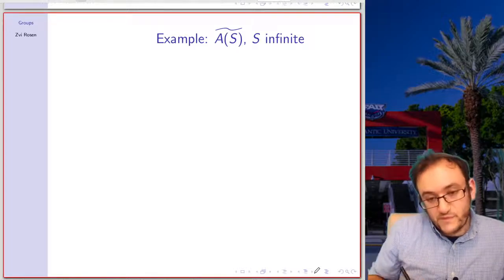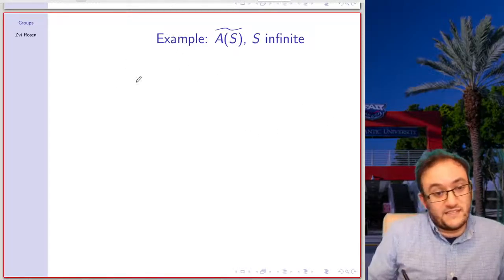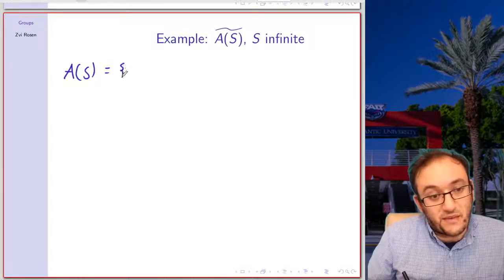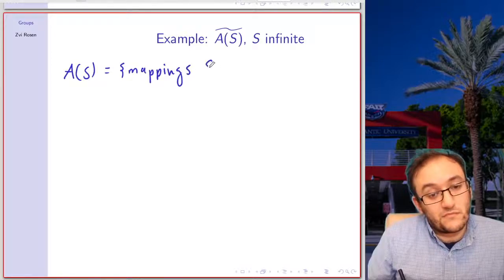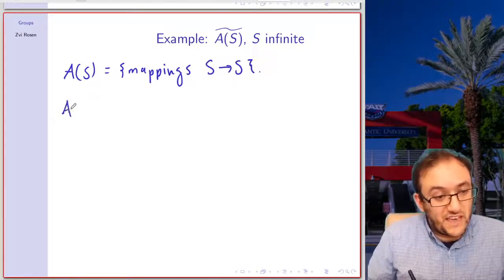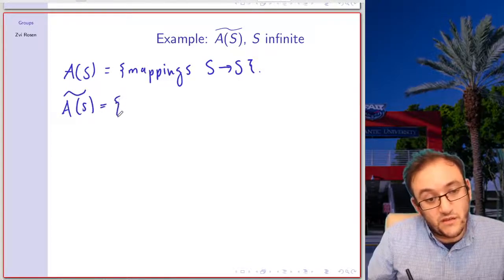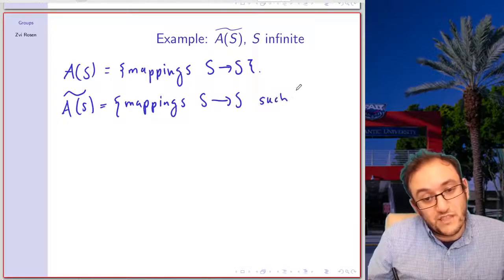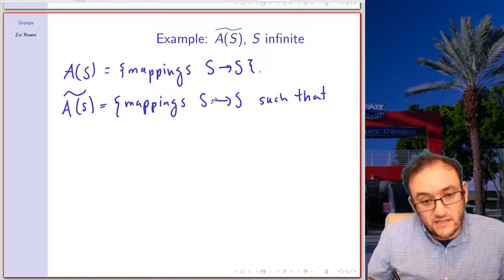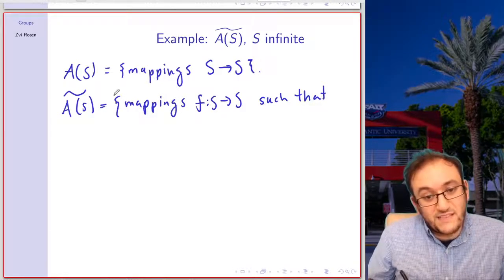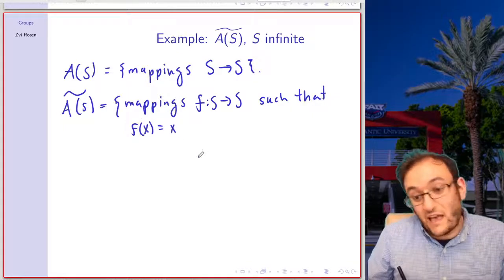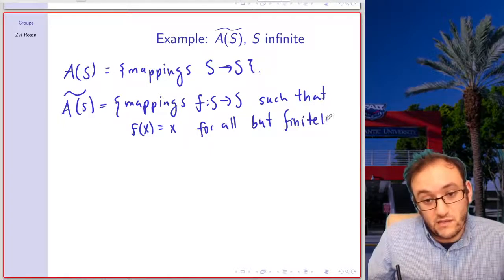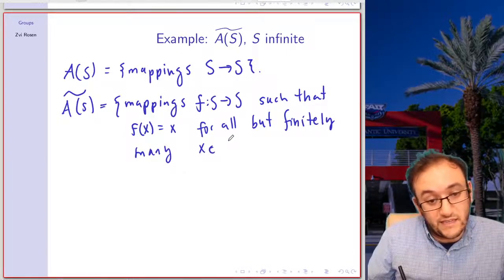Okay. So this is an interesting theoretical example. So let's say you have S, an infinite set, and I claim the following, that this modified A of S. So remember that A of S equals the set of all mappings from S to S. So we're going to define A of S tilde to be equal to the set of mappings F from S to S such that F of X equals X, i.e. it acts as the identity for all but finitely many X in S.